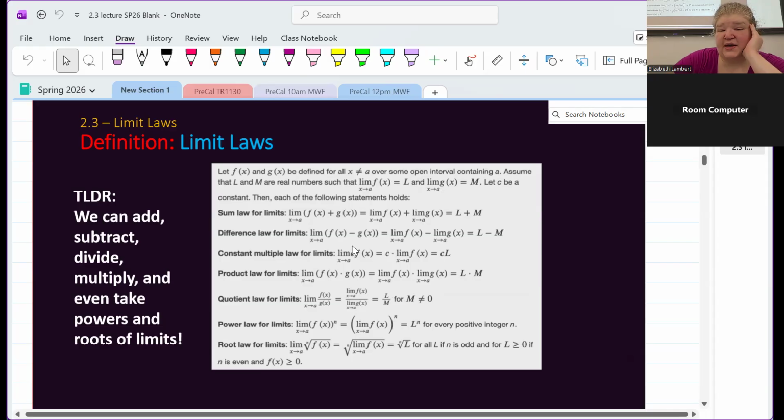Constant multiple law: if there is a constant number being multiplied to some function, then we can pull the constant outside the limit and just do the limit of f of x, which they defined to be L, so we get a result of the constant times the number L. And the root law's only qualification is if you're doing an even root, like a square root, just make sure the inside's not negative and it's fine.